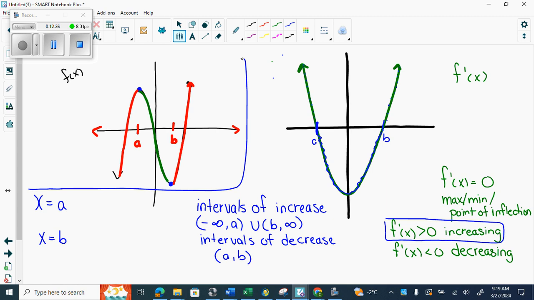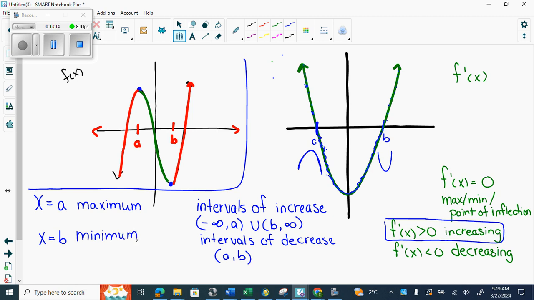Now, it's above, so what's it doing up here? Increasing, and it's below, so what's it doing down here? So what happens when I increase on the left of A and decrease on the right? It's a maximum. So at x equals A is a maximum. What about B? On the left of B it is decreasing because it's below, and on the right of B it is increasing, so it's a minimum.